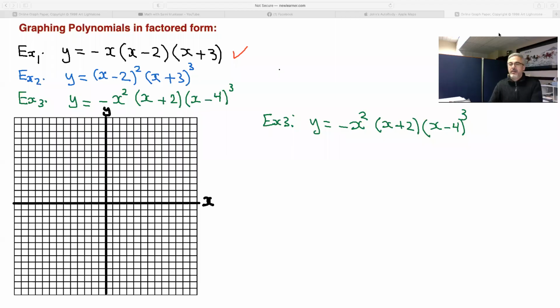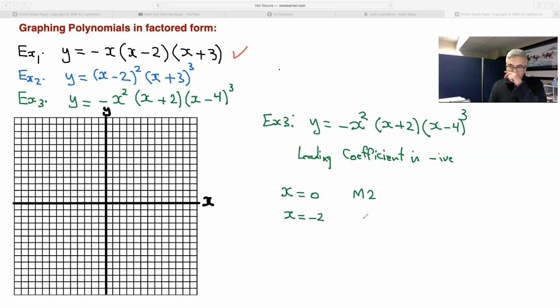So with this example right here, let's just say the leading coefficient is negative. And then list my zeros. So x equals 0, it's a multiplicity of 2. x equals negative 2, it's a multiplicity of 1 because there's 1 on top right here. And x equals 4, it's a multiplicity of 3.